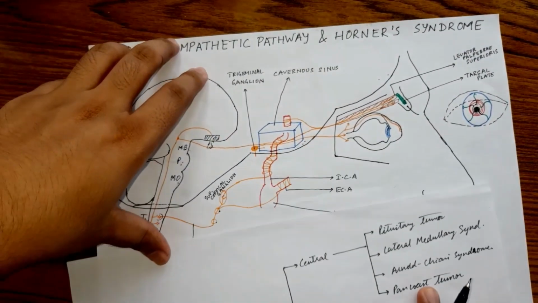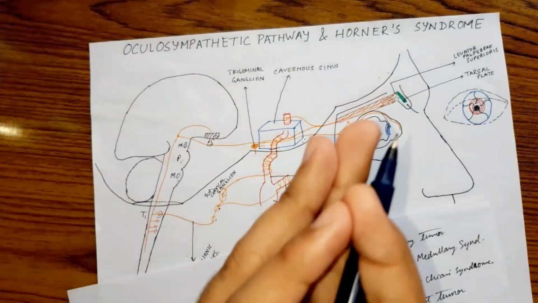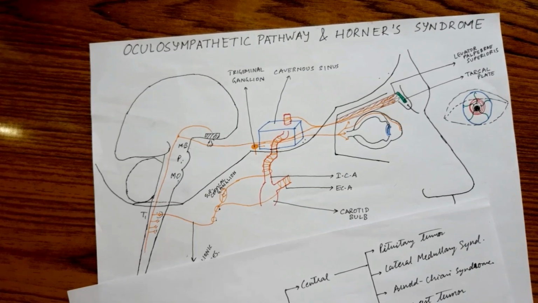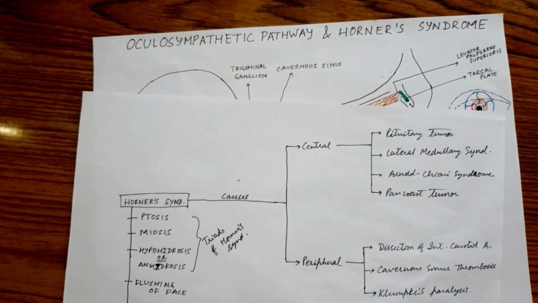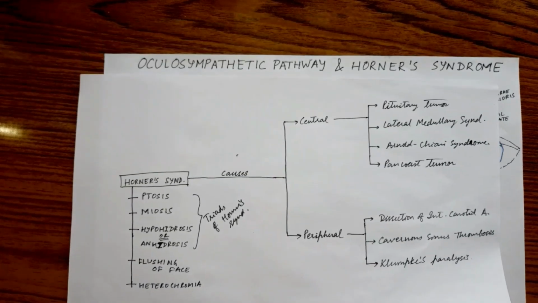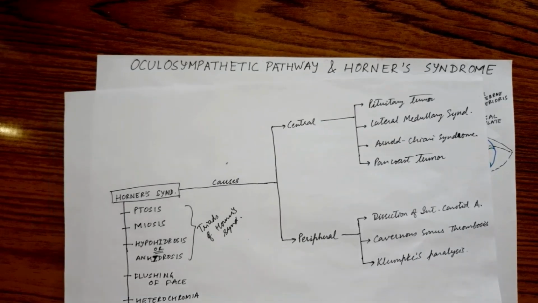And lastly, the Pancoast tumor. The Pancoast tumor is nothing but the tumor of the apex of lung. This is a very alarming situation, which is characterized by pain in the scapular region and arm region, blood in sputum, along with the sudden onset of ptosis.